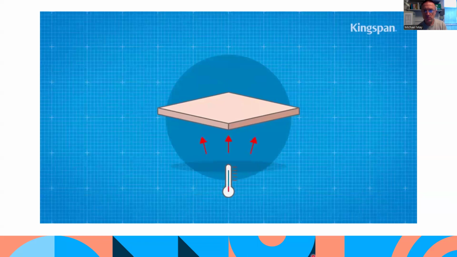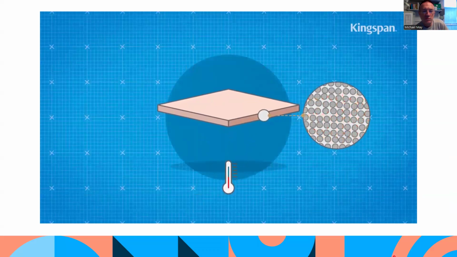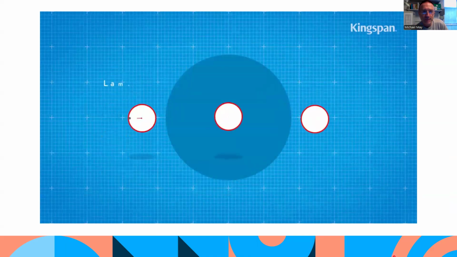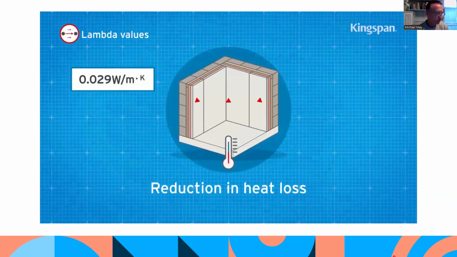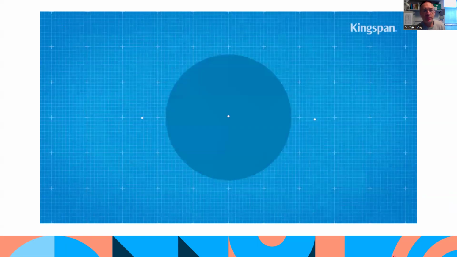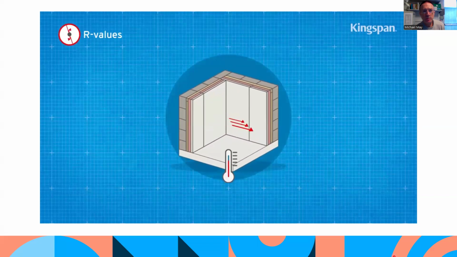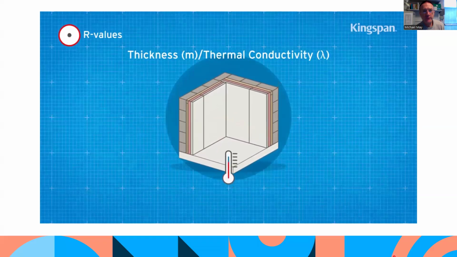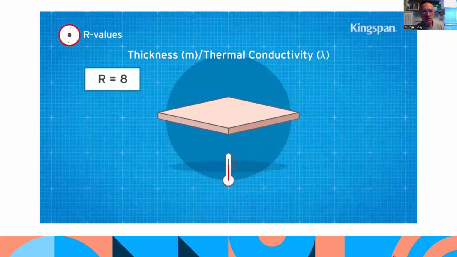Our lambda values, R values, and U values. Thermal insulation is measured by its ability to restrict heat transfer through thermal conductivity and thermal resistance. These are known as lambda values and R values, respectively. The lambda value, measured in watts per meter Kelvin, shows how well a material can conduct heat. The lower the lambda value, the lower the heat loss, and in turn, the better the insulation. The R value measures how well a material resists heat transfer at a specific thickness. This is calculated by dividing the thickness in meters by the lambda value and is measured in meters squared Kelvin over watts. A good insulation will have a higher R value, indicating it is better at reducing heat loss.